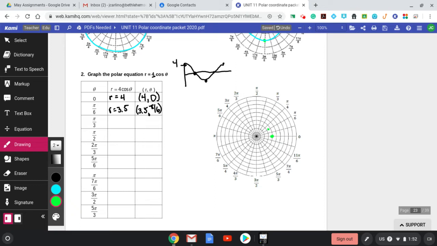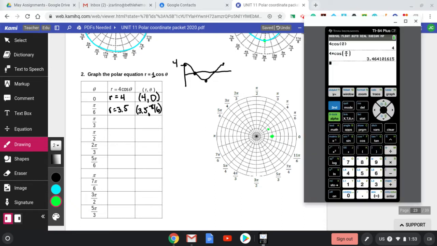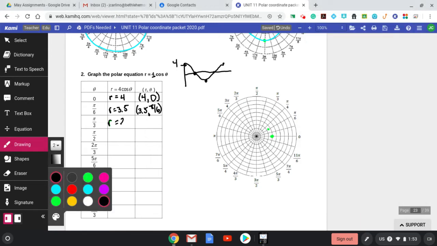Okay, and I keep going through this, so I'll keep going with you. No big deal. So 4 cosine pi over 3 now, and I get 2. So r is equal to 2 here. So I should have 2 comma pi over 3. So at pi over 3 now, I'm going over to 2. 1, 2, right there. Okay, all right, next up, what's up next?